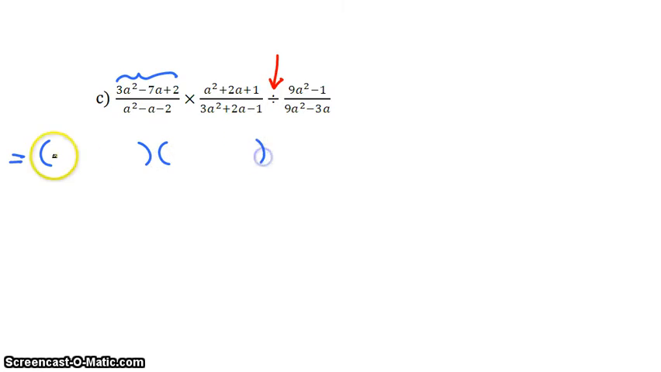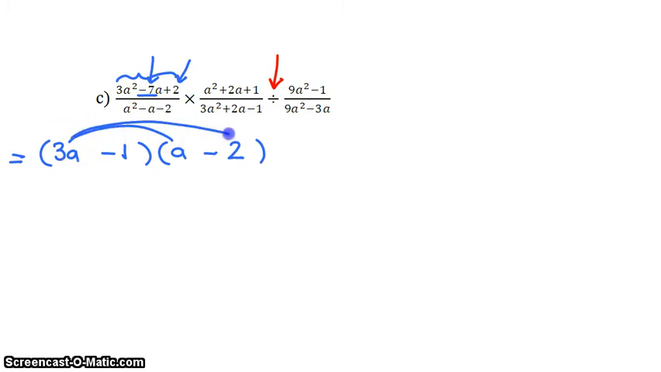I recognize that pattern, and I do know that this needs to be 3a and a. And I know the only thing they multiply together to give me 2 is 2 and 1. But the middle term needs to be 7, and it's a minus 7, so I think it needs to be minus 2 and minus 1. Check. 3a squared minus 6a minus another a would give me my minus 7a and positive 2. So that's right.